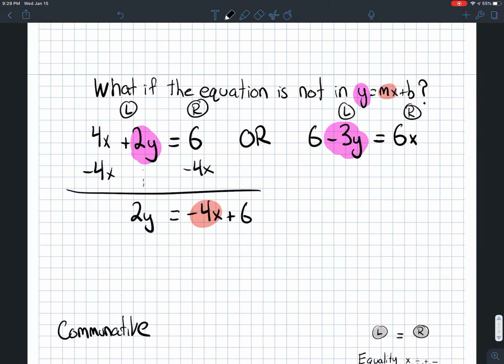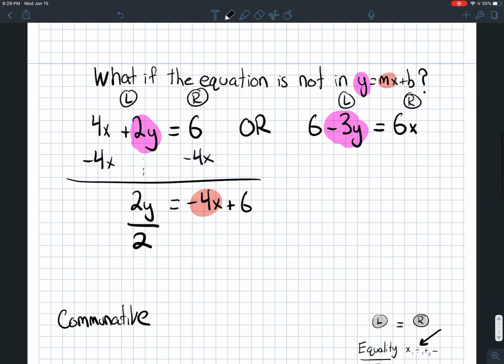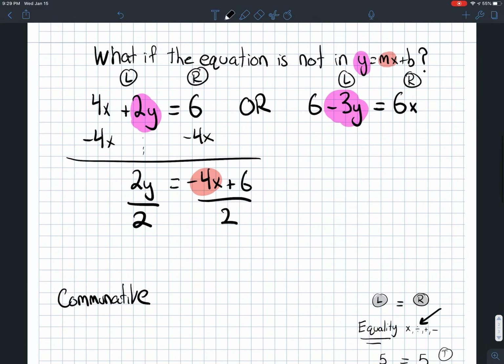Then what I can do is, to get y fully by itself, I can use the equality property of, in this case, division, and I'll divide both sides by 2. I could divide each term by 2, or I could just divide the whole side by 2, which is what I'm going to do. So I divide that by 2. 2 divided by 2 is 1, so I get 1y, or just y, and then I have is equal to negative 4x plus 6 over 2. So in this case, every term is being divided by 2.